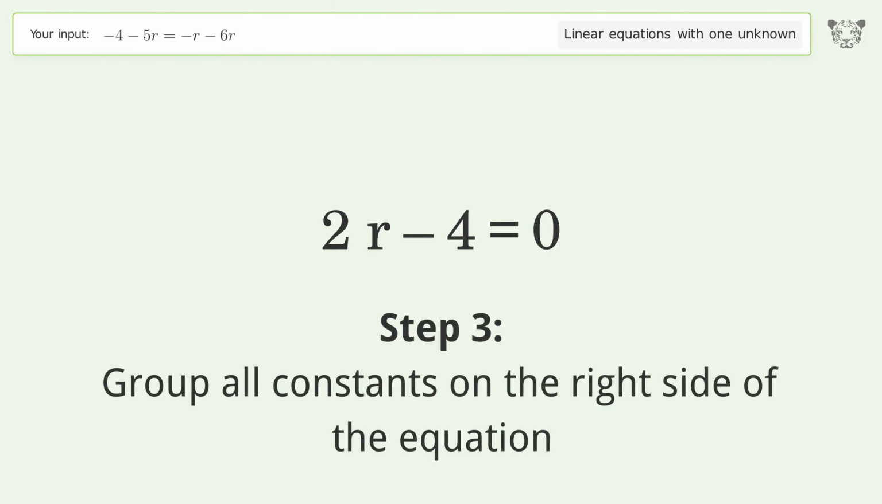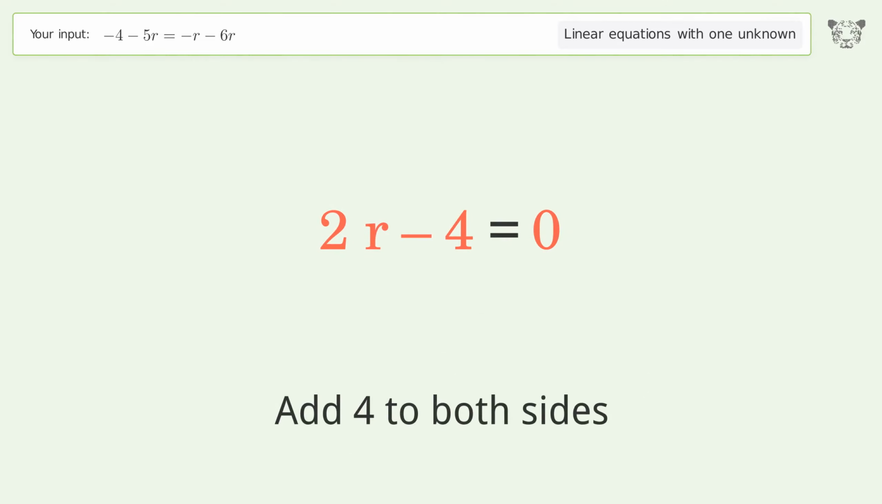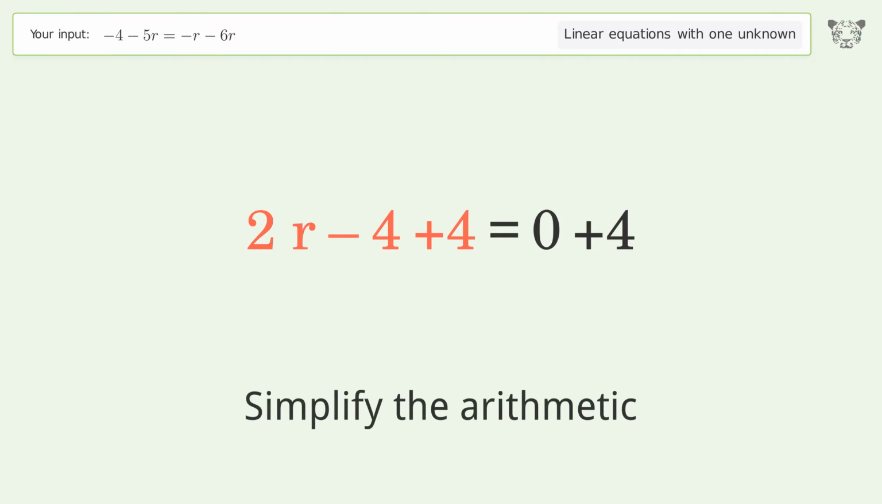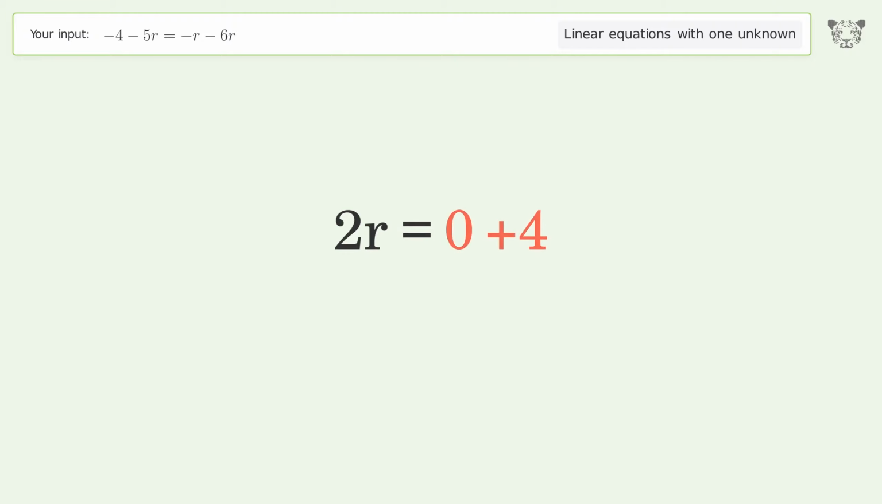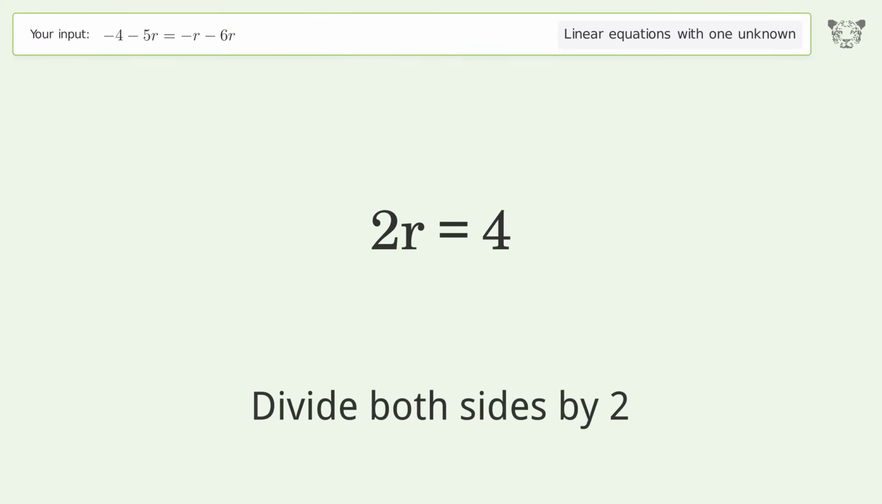Group all constants on the right side of the equation. Add 4 to both sides. Simplify the arithmetic. Isolate the r. Divide both sides by 2.